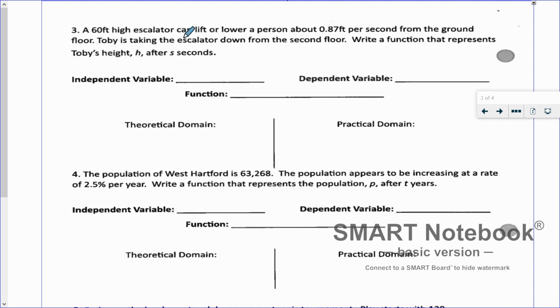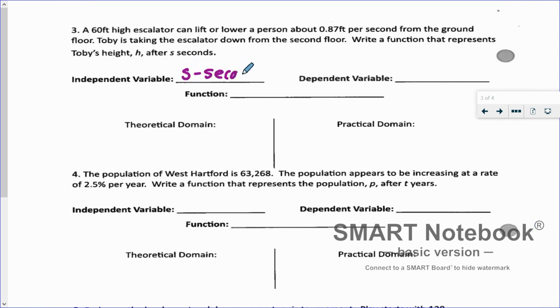All right, so now we have an escalator lifting or lowering a person at 0.87 feet per second. Toby is going down from the second floor. So write a function to represent his height after S seconds. So his height is out of his control. The seconds, how long he's on there, is what he does control. Time always tends to be the independent variable, as you've seen in your science classes. The dependent variable is his height.